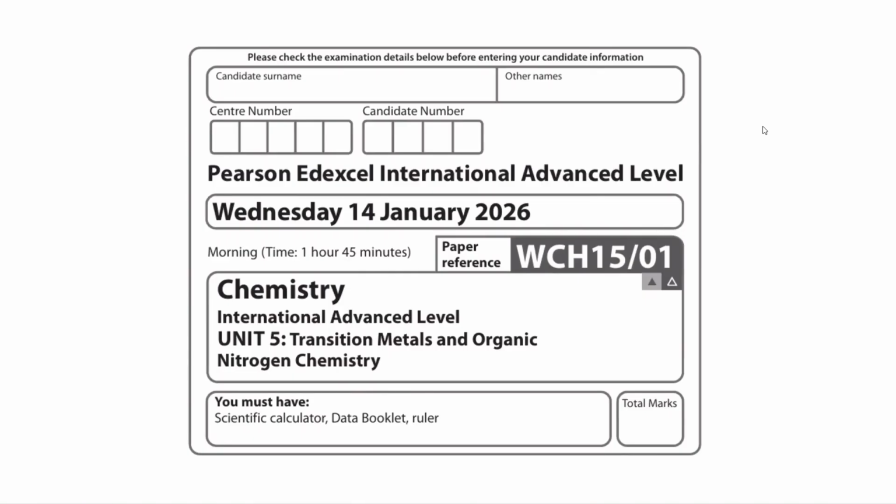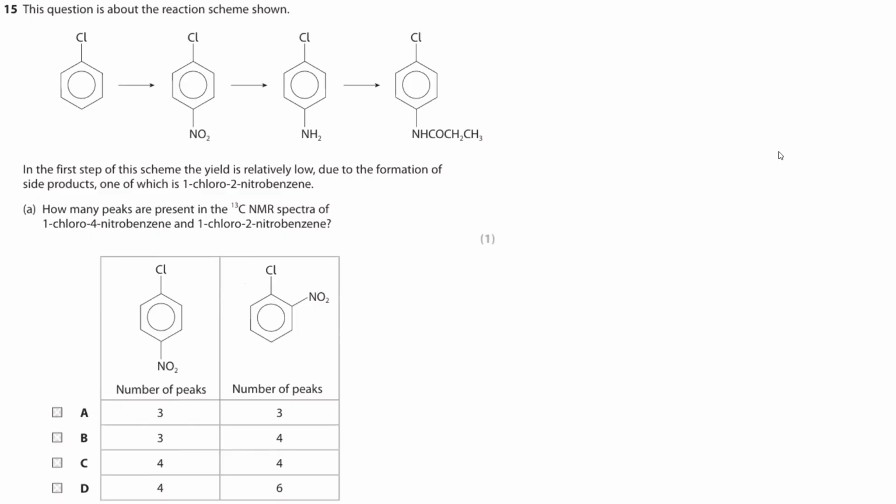We have come to the final part of the 2026 January Chemistry Unit 5 paper. We have question number 15. It says, this question is about the reaction scheme shown. So they have given us a reaction scheme.